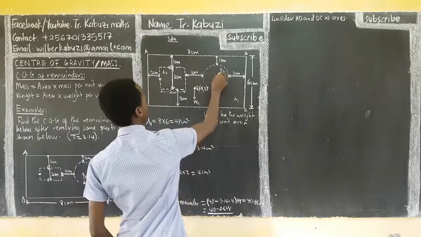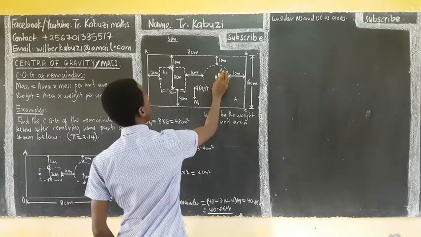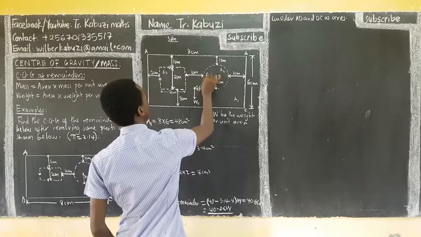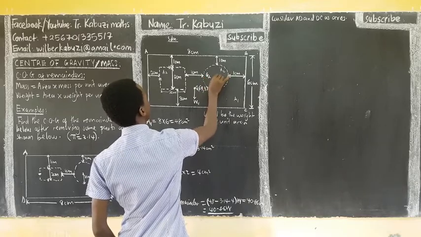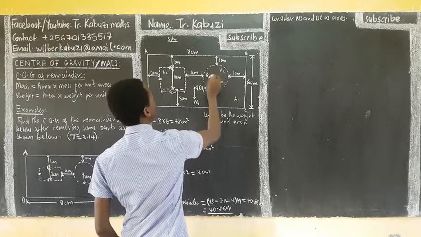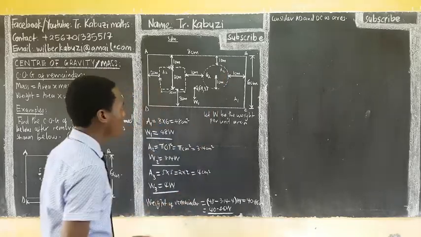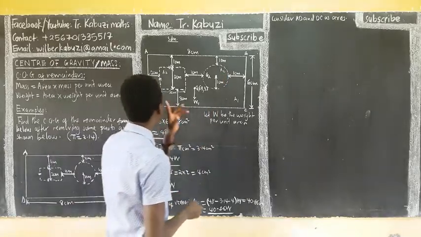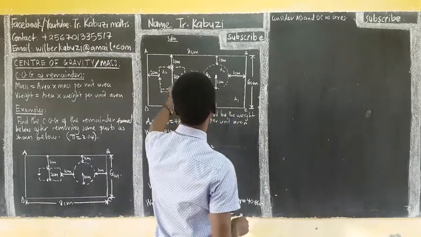Now, let me call this one G2. So from here, our G2 is going to act here, in the middle here. That's where our center of gravity is going to be. But the question is, how are we going to get our G2?